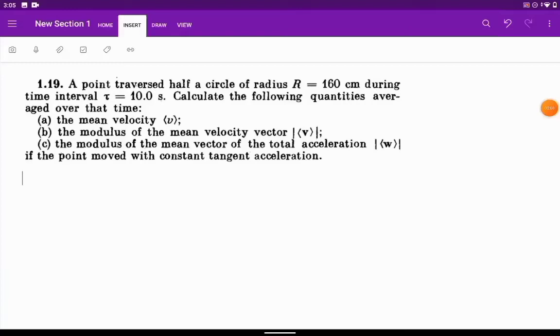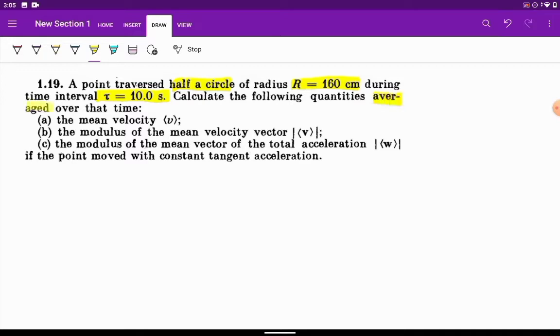Okay, so this problem is about a point that traverses basically half a circle. Let's go through the problem. A point traversed half a circle of radius r during the time interval. So basically the radius of the circle and the time taken to traverse half the circle is given. We have to calculate the following quantities that are averaged over time.